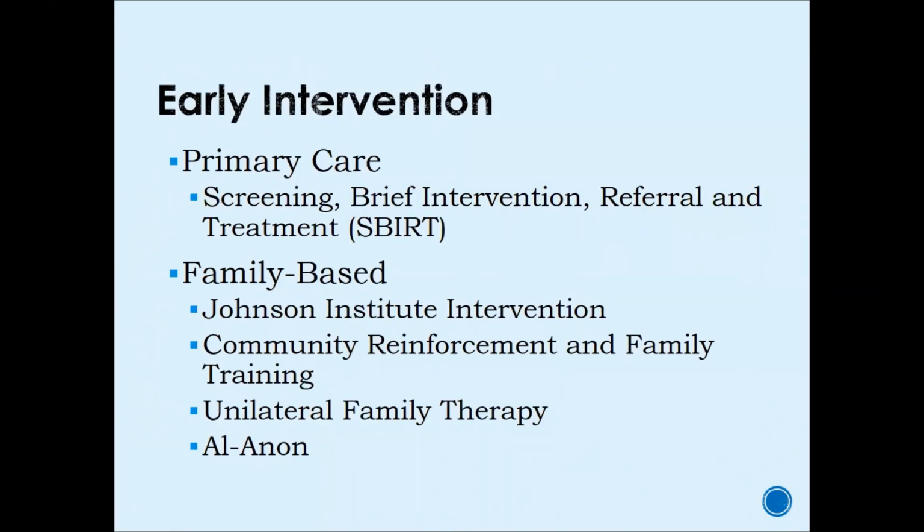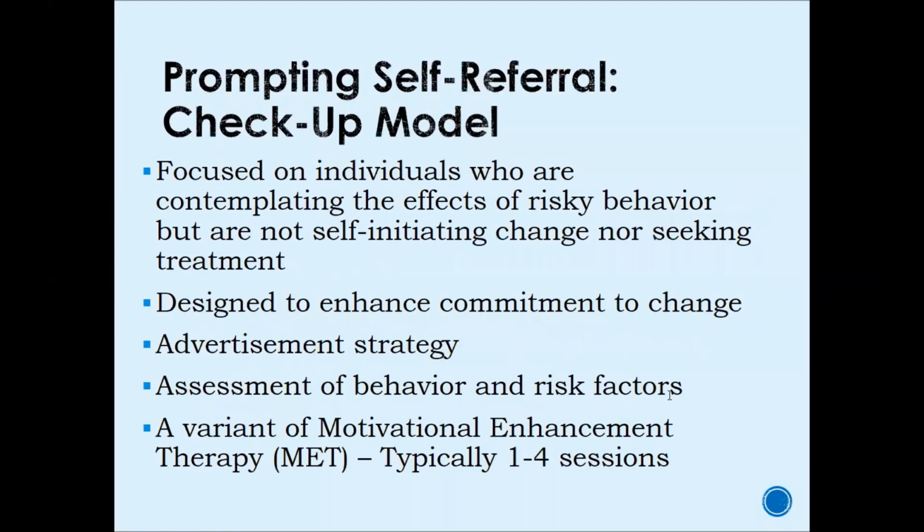We know that there are a number of different types of early interventions, but most of them tend to operate in opportunistic settings. So for example, SBIRT, or screening, brief intervention, referral, and treatment, is offered in a primary care setting, or these other types of opportunistic settings where there might be higher rates of marijuana disorders or substance use disorders.